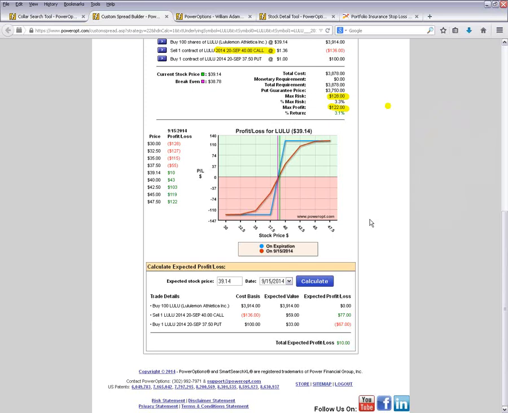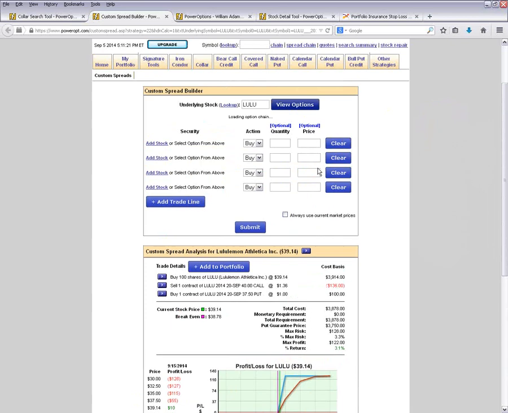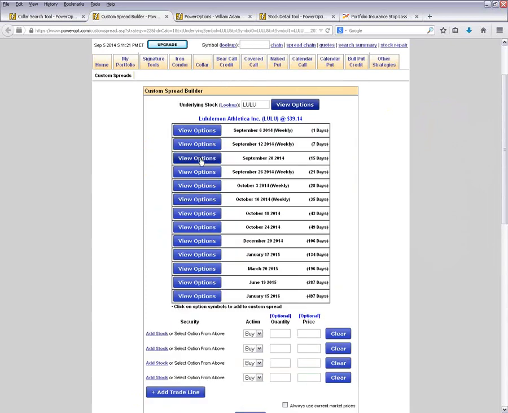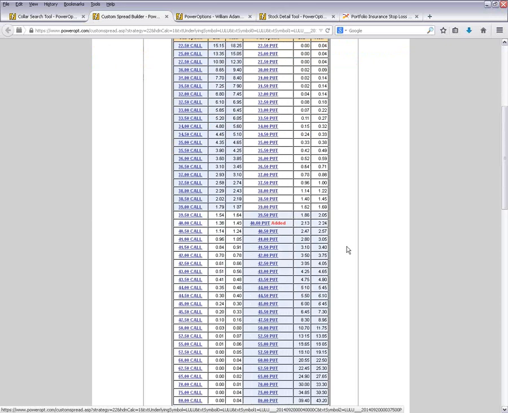All right, let's go up. Now let's compare that to something else. Let's go into View Options. Let's go to September 20th, and we're going to sell the 40 put and buy the 37.5.